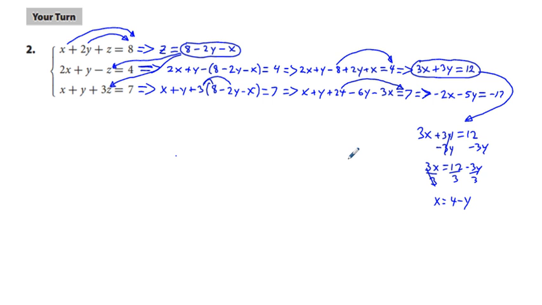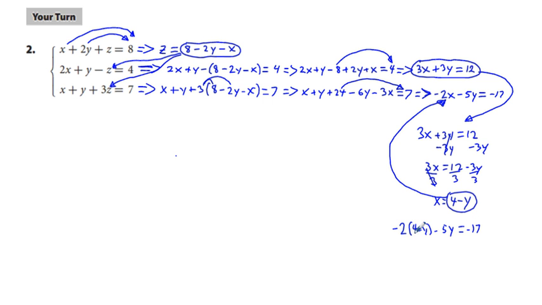And now with this x equals 4 minus y, we're going to be able to take this in the place of x in this other equation here. You see this negative 2x minus 5y equals negative 17. So we're going to take this 4 minus y and replace this x right here. Okay, so I'm going to bring this down below. We're going to put minus 2 times 4 minus y, minus 5y is equal to negative 17.